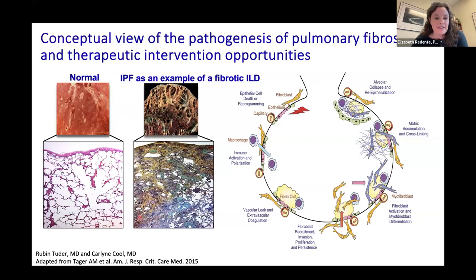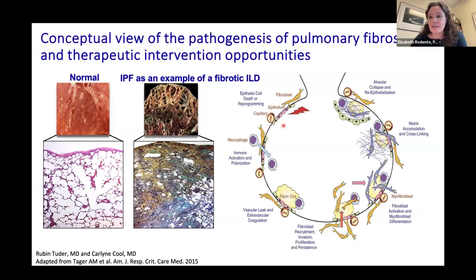When we look at the histology, this is a pentachrome stain. We can see the collagen that's being deposited in the lungs through this yellow and teal staining. On the right, we have a schematic of the fibrotic process adapted from work by Andy Tager. And you can see that there's multiple steps along the pathway to develop fibrosis.